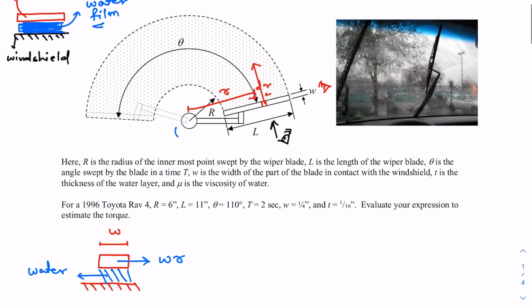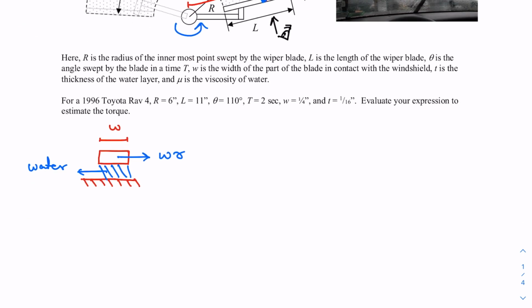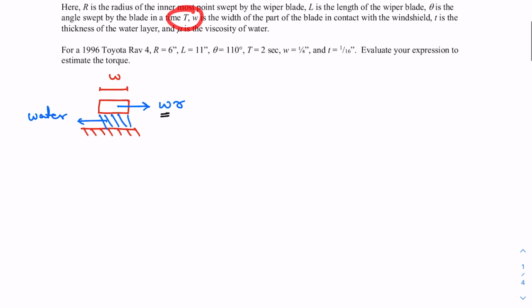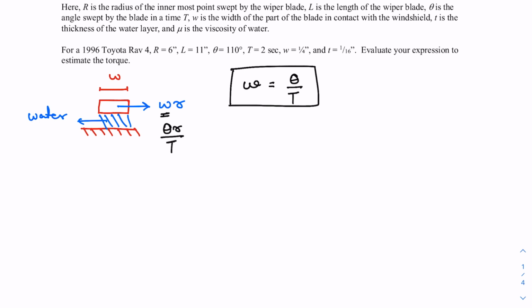So omega is the angular velocity of rotation of this wiper blade, and r is the radial position of this small area element. In the problem, the angular velocity of rotation is not given directly, but we are given that the wiper blade rotates this angle theta in a time capital T. So its angular velocity is theta divided by capital T. So the velocity at which this small area element is moving is theta r divided by T.